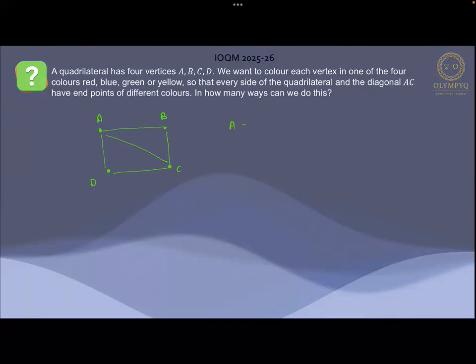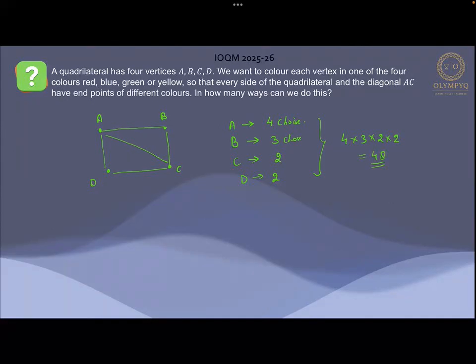Now we can see for A, there will be four choices. So if A has four choices, then B will have a total of three choices because we cannot have the same color for these two. Now for C, it can be done in a total of two ways, and for D, again, this can be done in a total of two ways. So the total number of ways in which we can color will be 4 into 3 into 2 into 2. So that is 4 into 3, 12, 12 into 2 is 24, and 24 into 2 is 48 ways.